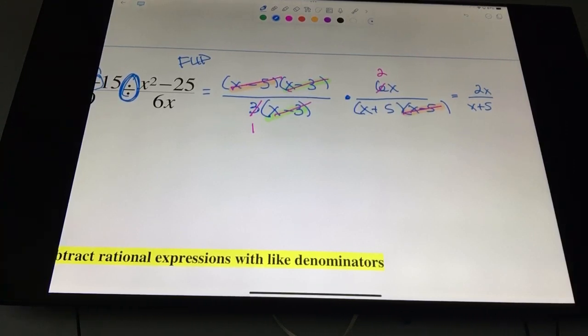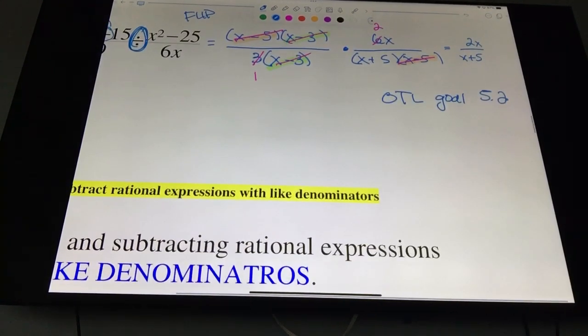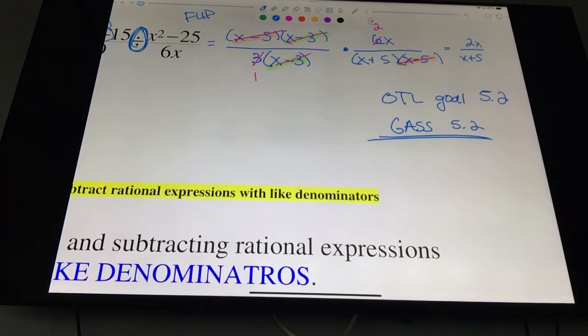All right, so you are doing OTL goal 5.2. I think there's 6, 8, 10 questions, I don't remember. Next class, Tuesday, which is a shortened class again, we will practice this a little bit, and then we will take a quiz on it at the end. That's how we'll end class Tuesday, with our goal assessment on 5.2, okay?